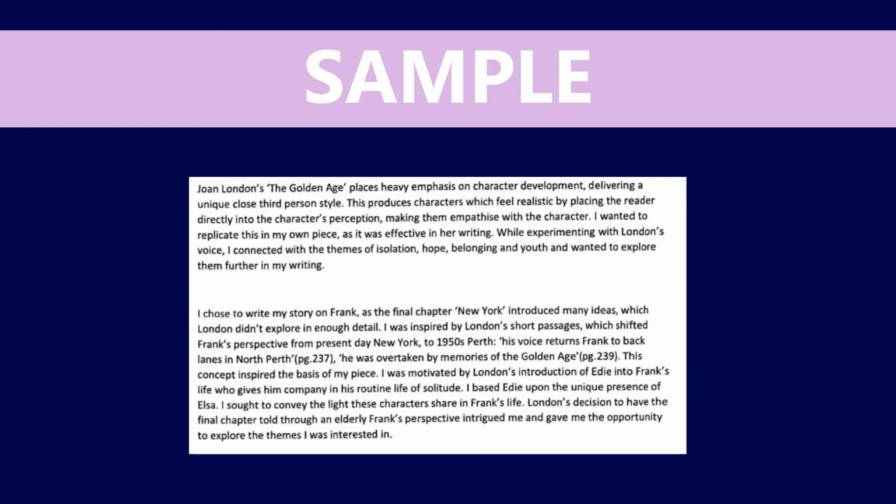Let's have a look at a sample. This is in relation to The Golden Age by Joan London. Joan London's The Golden Age places heavy emphasis on character development, delivering a unique, close third-person style. This produces characters which feel realistic by placing the reader directly into the character's perception, making them empathise with the character. I wanted to replicate this in my own piece as it was effective in her writing. While experimenting with London's voice, I connected with the themes of isolation, hope, belonging and youth, and wanted to explore them in my writing. Then they get into their idea.